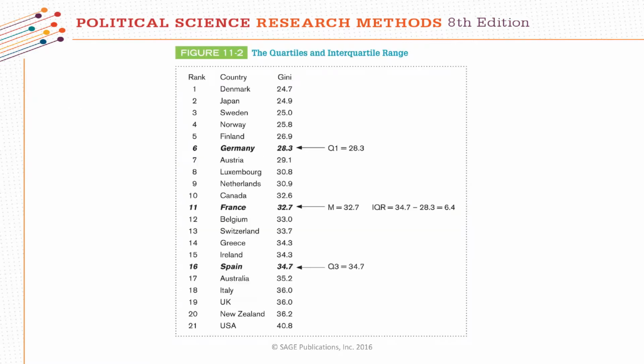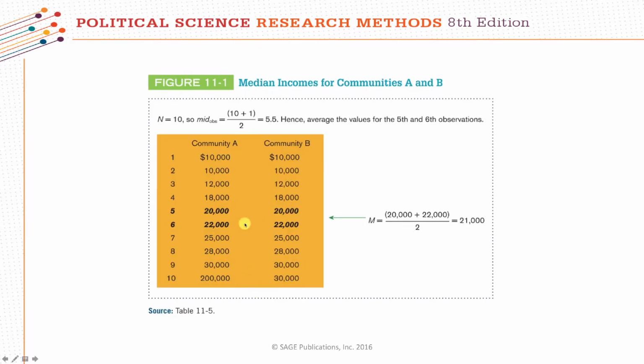So this is what we're talking about. The median is resistant to outliers because here's a huge outlier right here. This 10th observation is an outlier. It is not present in community B. Community A has an outlier for home price. Community B does not. But the median for both of these communities is identical. It's 21,000. That shows you how the median is resistant to outliers.